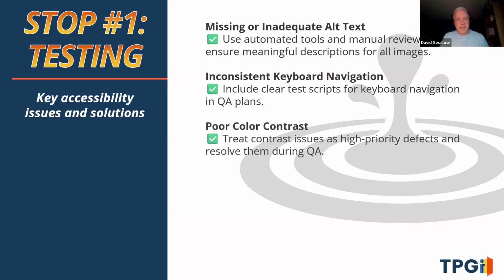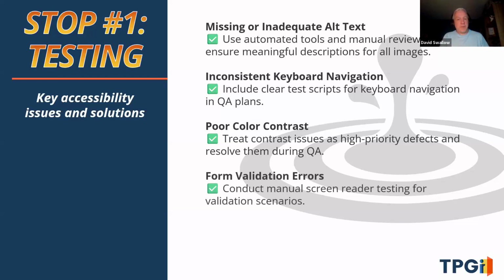Poor color contrast. So automated tools catch some low contrast text, but testers might dismiss it as a design issue or assume that it's something that has been already signed off. And the ripple effect of that is that the contrast issues linger and cause usability challenges for people with low vision. So what should happen is that we should treat color contrast issues as high priority defects, not aesthetic concerns, and flag and resolve them as part of the QA process.